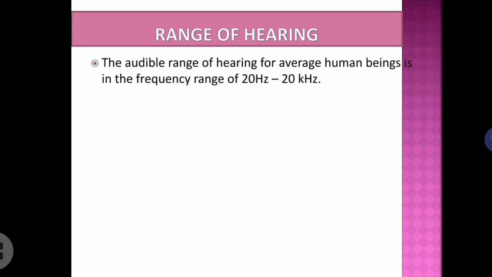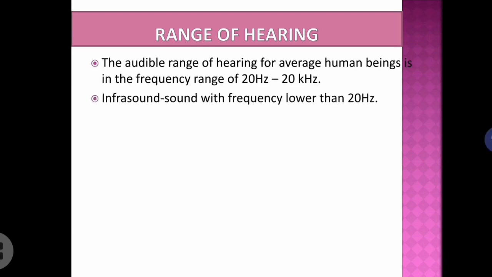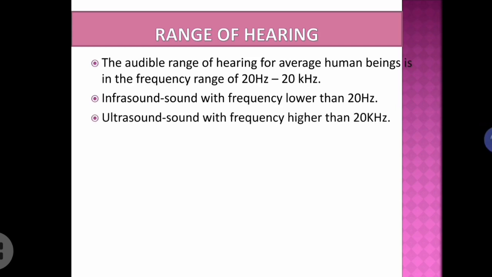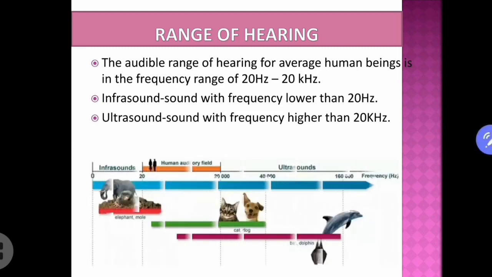Okay, the audible range of hearing for the average human being is in the frequency range of 20 hertz to 20 kilohertz, or 20,000 hertz. That is the human audible range. The frequencies lower than 20 hertz are named infrasound or infrasonic waves, and the frequencies higher than 20 kilohertz are named ultrasound or ultrasonic waves.